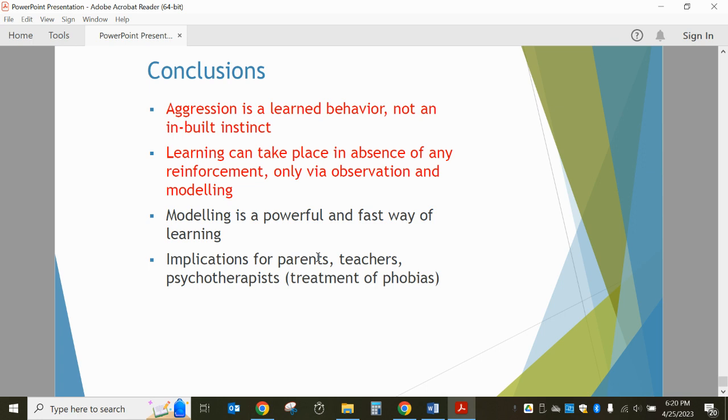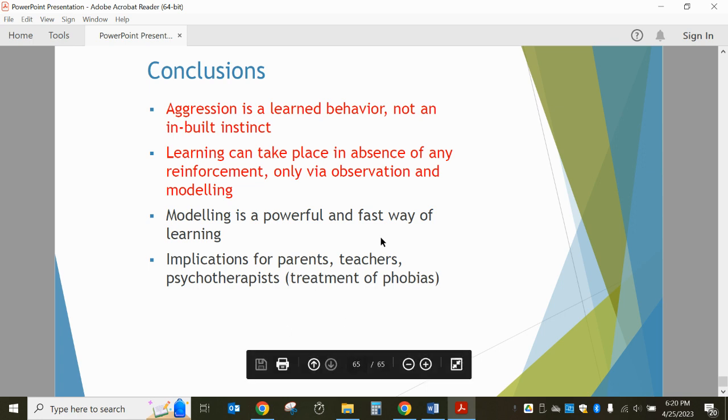So his conclusions, Bandura said that aggression is a learned behavior, not an inbuilt instinct, and that learning can take place in the absence of any reinforcement. It was only through observation. That is all of Unit 4 and learning.